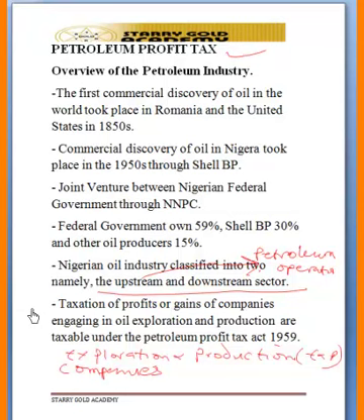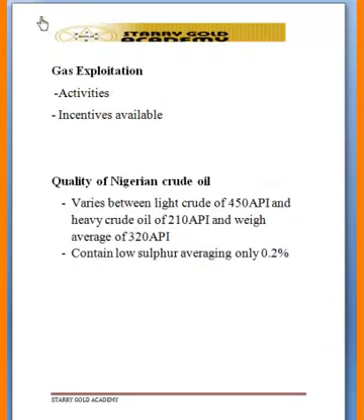For licenses, we have three forms of licenses. We have the oil exploration license, OEL. Let me put something here. Types of licenses: OEL, oil exploration license. I need to correct this, it should be E. OEL, oil exploration license. The other one is the oil prospecting license.